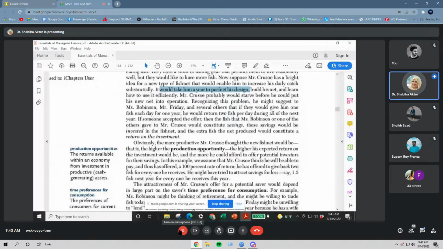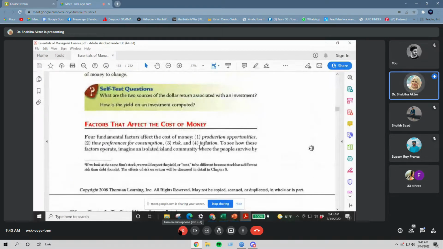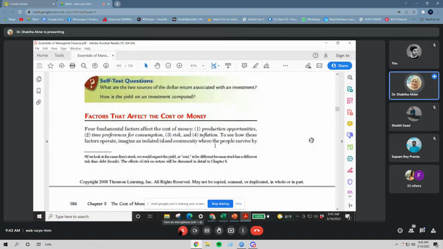So obviously, the more productive Mr. X thought the new fishnet would be, that is, the higher the production opportunity. The production opportunity simply, first of all, এখানে আমরা চারটা factor দেখেছি। First one, production opportunity. Second one, time preference for consumption. Third one, risks. And fourth one, inflation, right? So first one, production opportunity. Production opportunity কিভাবে আপনার cost of money কে impact or affect করে, হ্যাঁ?